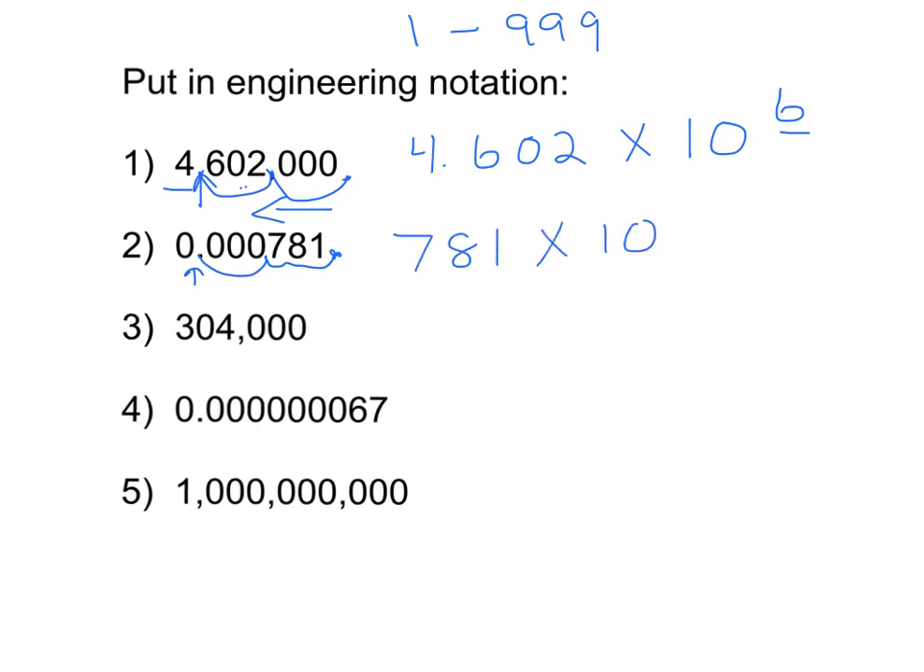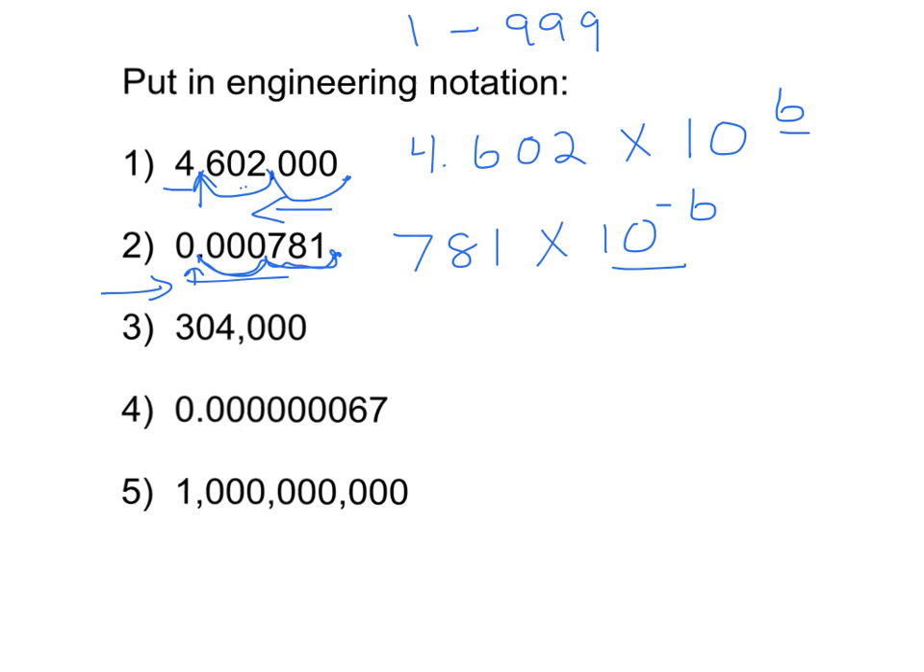And how many places did I move it? I started the decimal here. It went 1, 2, 3, 4, 5, 6. And in this case, it will be a negative exponent because I moved my decimal to the right and I'm multiplying 781 by a small number in order to get a number less than 1.